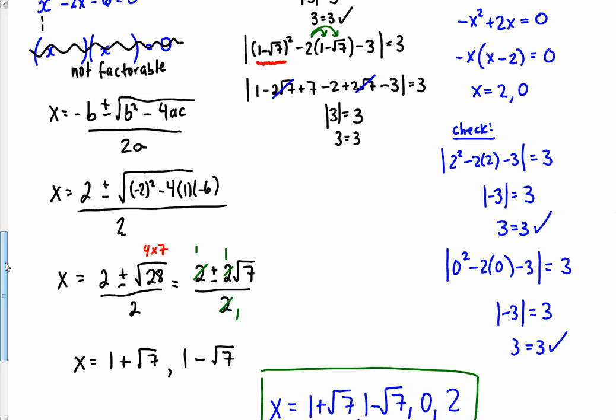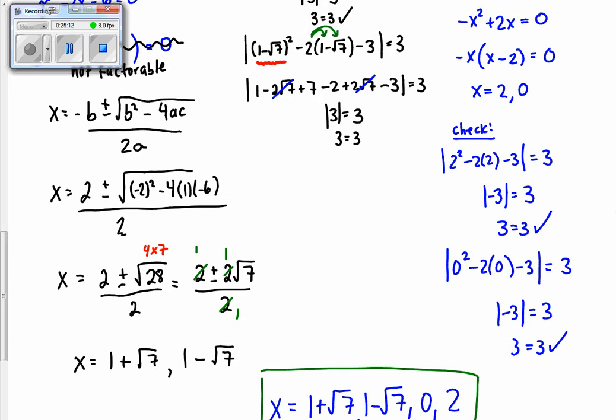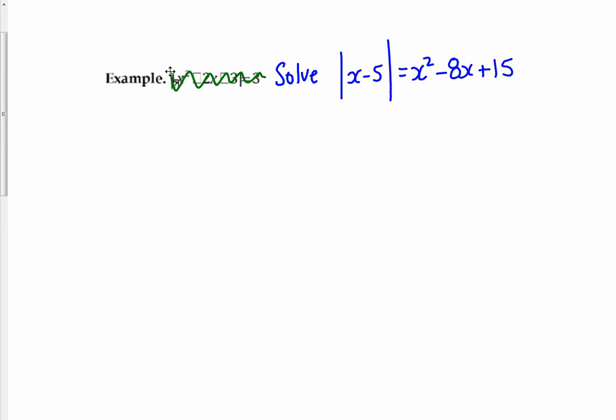Okay, on the next page, write the following example. It is a typo. Sorry. Okay, I'm going to pause the video 1 second. Please solve absolute value of x minus 5 equals x squared minus 8x plus 15. Would you like to try this on your own? Okay, great. I think that's a great idea.